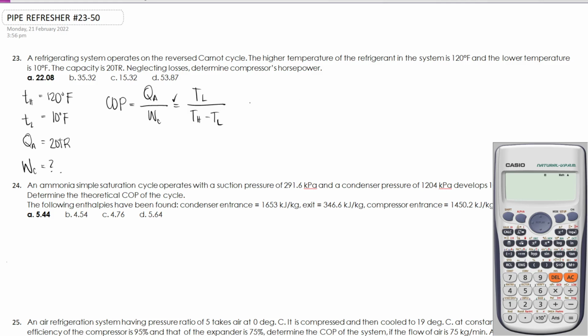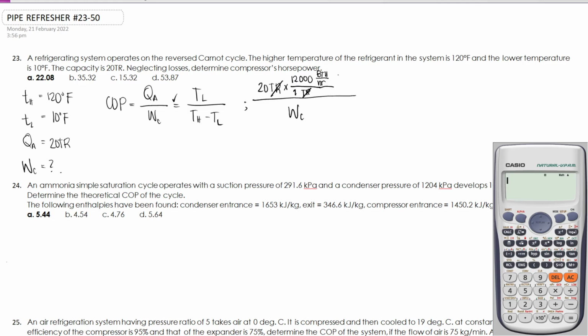Alright, so substitute lang natin dito. So QA natin is equal to 20 tons of refrigeration over WC. Yun yung ating nahanap. Pero yung QA natin dito sa taas, i-convert na natin para direktang makuha natin ang work na naka-horsepower. Again, by conversion, ang 1 ton of refrigeration is equivalent sa 12,000 BTU per hour. Kung gustong naka-SI unit, that is equivalent naman sa 3.5167 kilowatts.